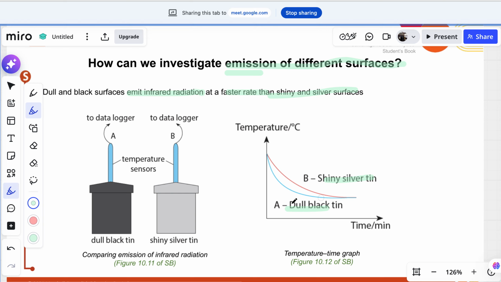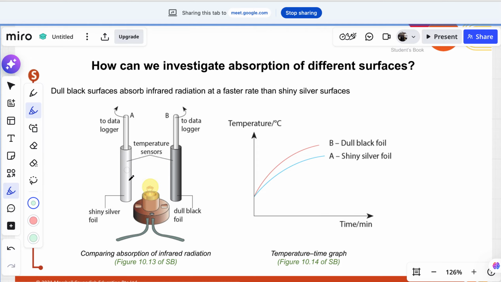Is it the shiny dull black surface or the shiny silver foil? This is a direct graph now, a positive gradient graph. Since it's a positive gradient graph, the one on top is absorbing at a faster rate. So the dull black surface is absorbing heat energy from this bulb at a faster rate compared to the silver. The silver is absorbing at a slower rate compared to the black.